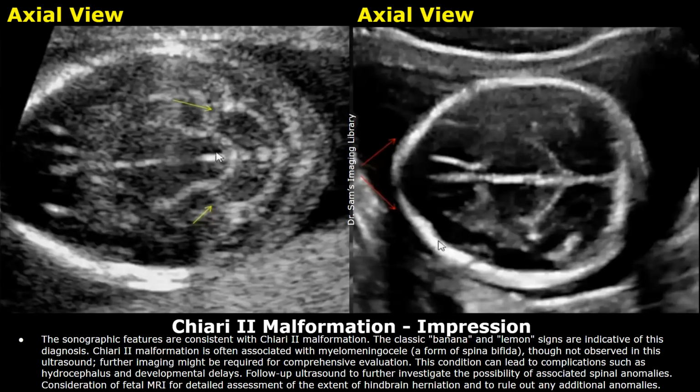This is the impression. The sonographic features are consistent with Chiari 2 malformation. The classic banana and lemon signs are indicative of this diagnosis. Chiari 2 malformation is often associated with myelomeningocele, a form of spina bifida, though not observed in this ultrasound. Further imaging might be required for comprehensive evaluation.